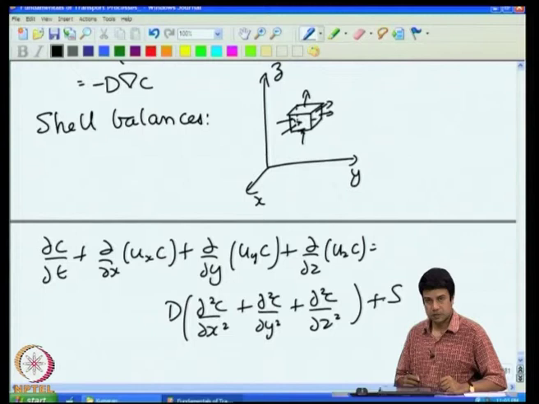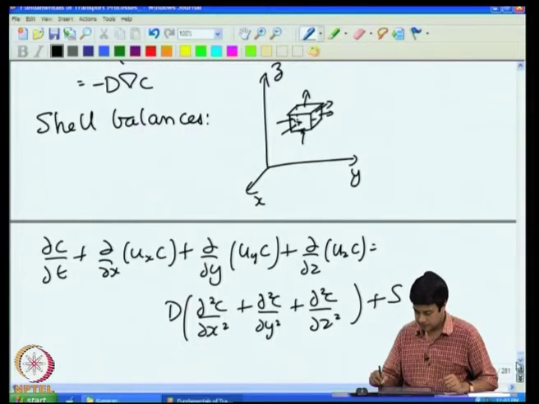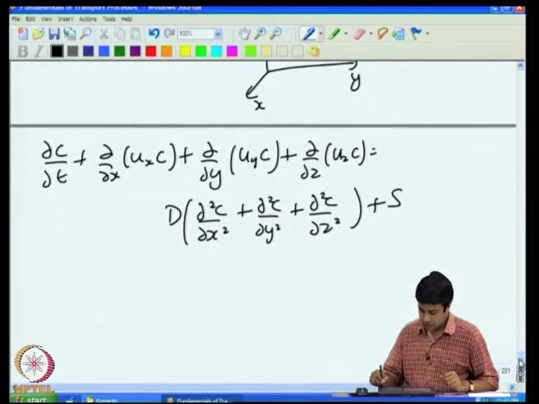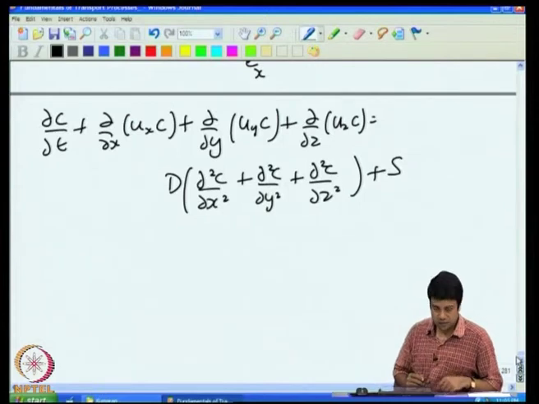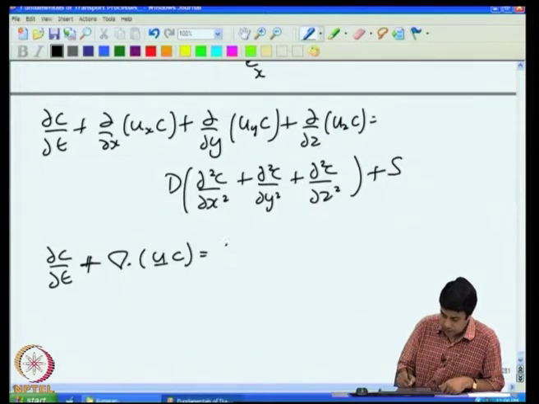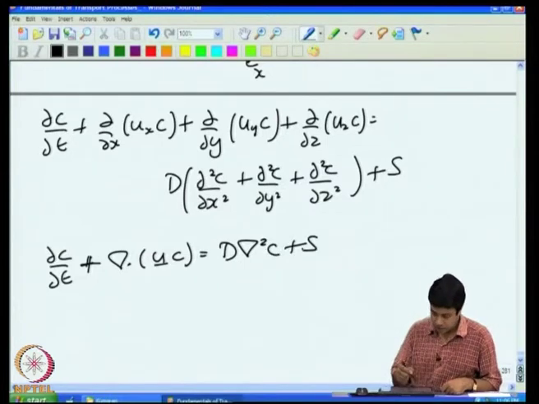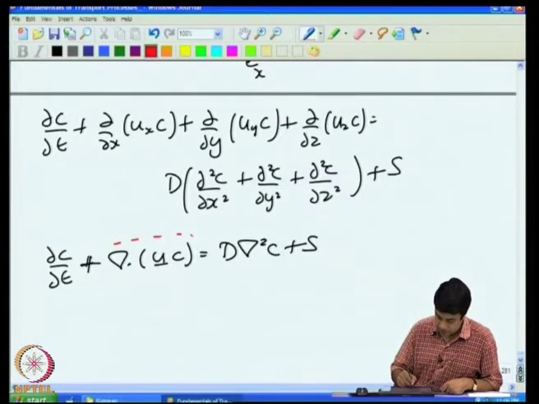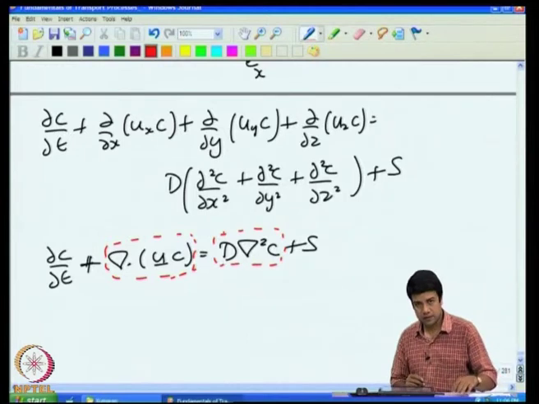Plus any sources due to reaction that are present. Okay. But I showed you that a simpler way to write this is as dc by dt plus the divergence of u times c is equal to d del square c plus s, where this is the divergence of the velocity times the concentration and this is the Laplacian of the concentration field.